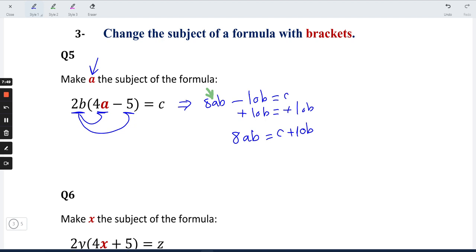Now we will divide both sides by 8 and b to have a isolated. So we'll divide both sides now. 8ab we will divide by 8b, dividing by 8b. We will get 8 cancelled with 8, b with b, left over is a equal c plus 10b, dividing by 8b.